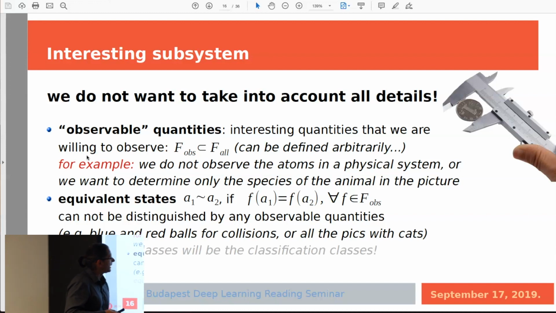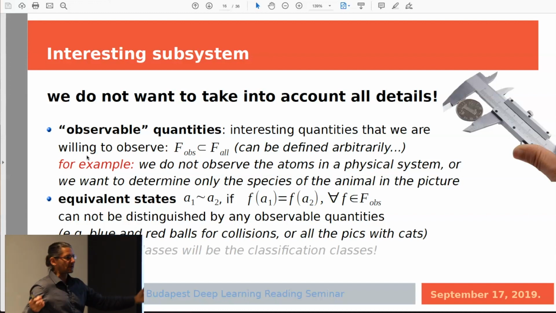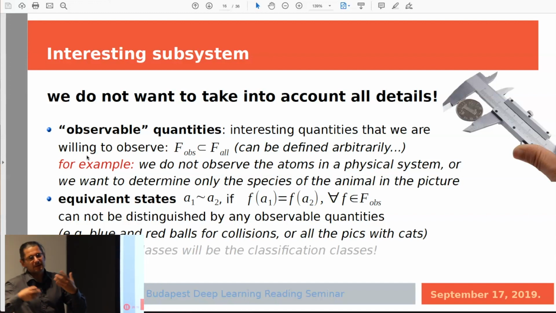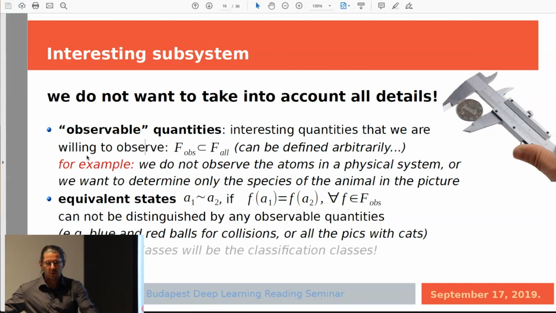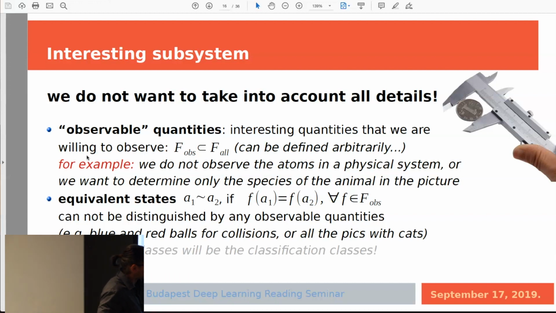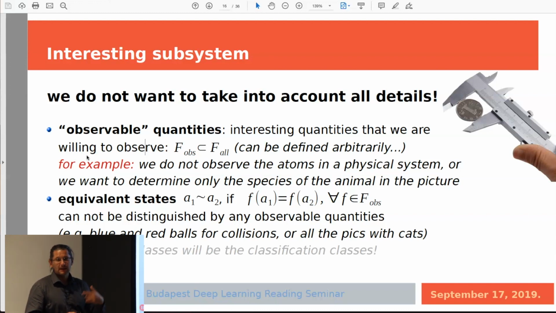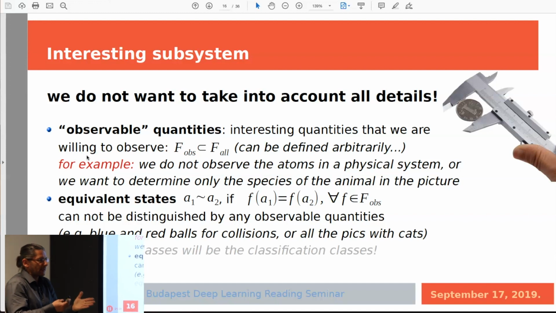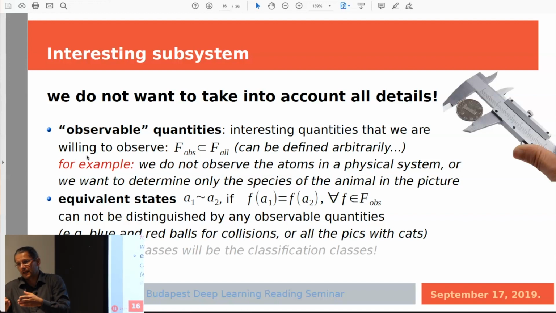Now, what is an observable quantity? In physics, for example, we do not observe atoms when we look around. We cannot actually observe atoms, but we don't bother when we would like to describe the motion of a rigid body. We do not bother to describe atoms. That means that the observable subsystem is really what we can measure macroscopically, like on the picture there. But in the case of a computer image, we can say that, for example, we just want to tell what species of animal is on the picture. This is the observable subsystem, and we don't bother whether, if it is a cat, it is standing or lying or what he or she does.